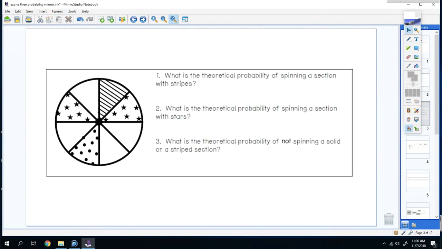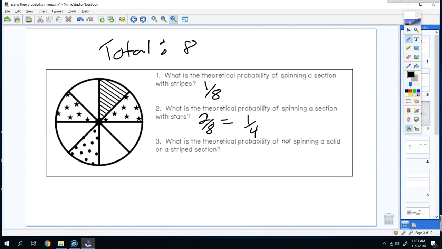So, first one is, what's the theoretical probability of spinning a section with stripes? Well, first off, find your total. There's 8 sections, and only one of them has stripes. So you have a probability of 1 out of 8. That's like what we did yesterday. So what's the theoretical probability of spinning a star? Well, there's 2 stars, so it'd be 2 out of 8, which equals 1/4.